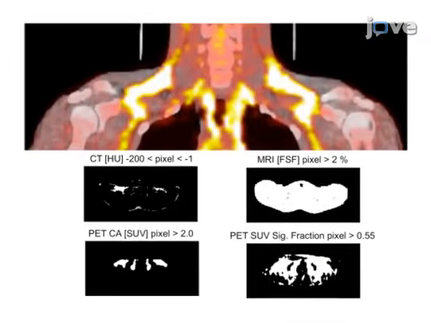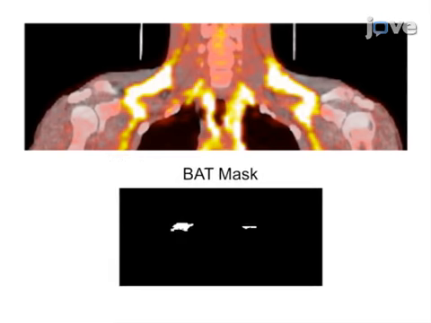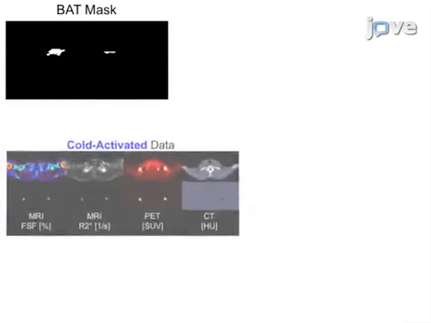Next, the registered cold-activated and thermoneutral PET-CT scans for one subject are used to define the BAT regions for that specific subject. The final step is to apply the BAT regions of interest to the MRI scans that have been registered to the PET-CT scans of the same subject.